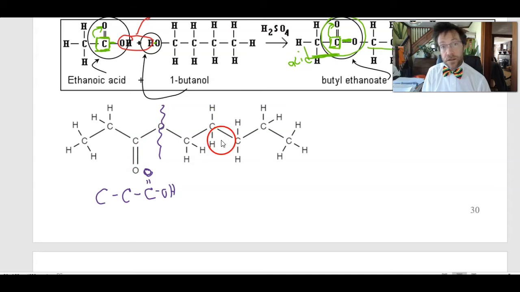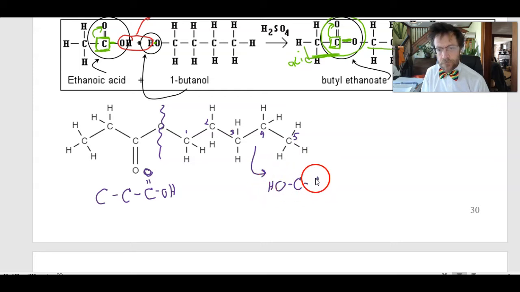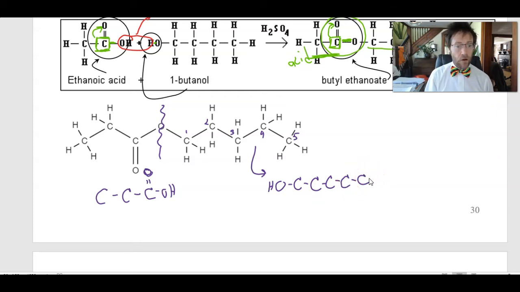Now over here, this is going to be our alcohol. So how many carbons are in this one? We got 1, 2, 3, 4, 5. So this will be a 5-carbon alcohol. So I'm going to draw the hydroxyl group here. There. That's the alcohol. Meth, eth, prop. Propanoic acid. Meth, eth, prop, but. Pentanol. Sweet. Easy. Done. Right?